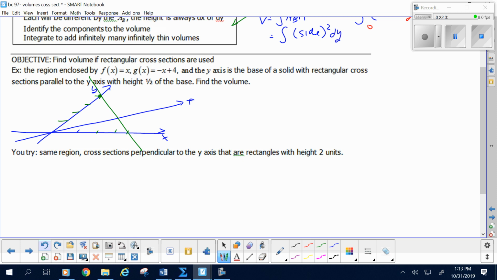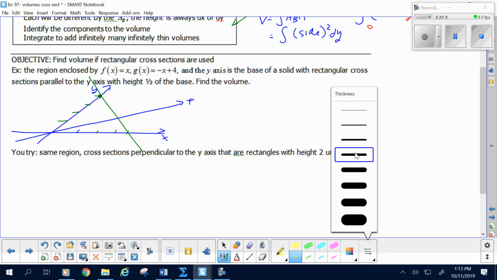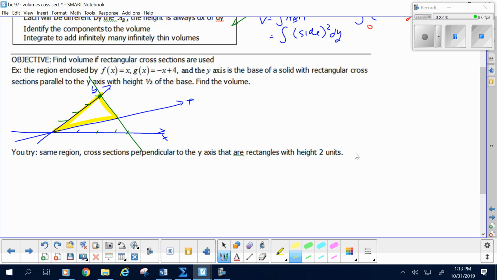Now, am I talking the section with the x-axis or the y-axis? Read. Y-axis. So I'm talking this region, not the lower triangle region. It says the 2 curves or lines and the y-axis. All right, so that's the region.